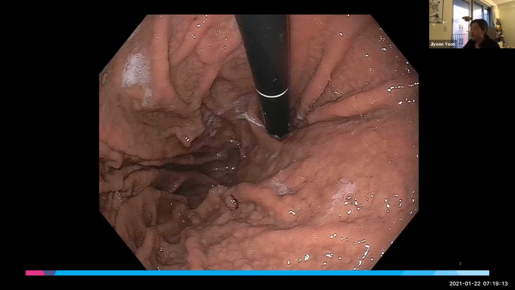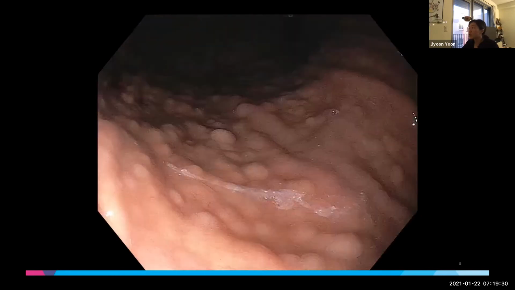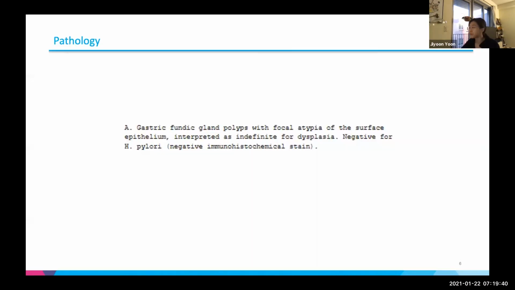So this is his retroflexed view in the fundus. He has a lot of very nodular mucosa, and some of it looked confluent, and we were wondering whether this was fundic gland polyps. He also had some areas that looked more heaped, but no specific ulceration or distinct masses aside from the polyps that we could see. The duodenum looked fine.